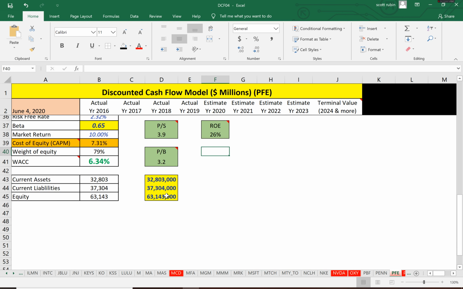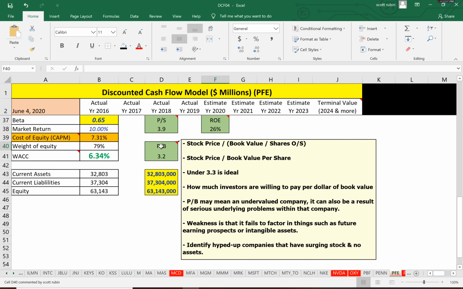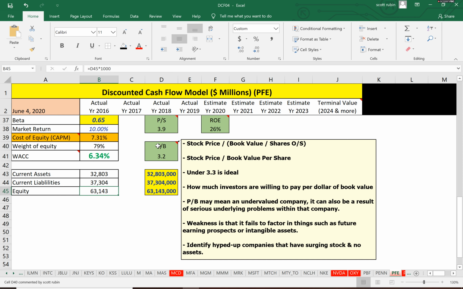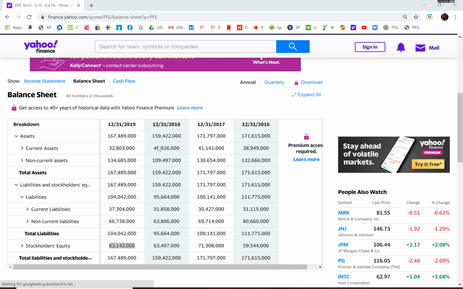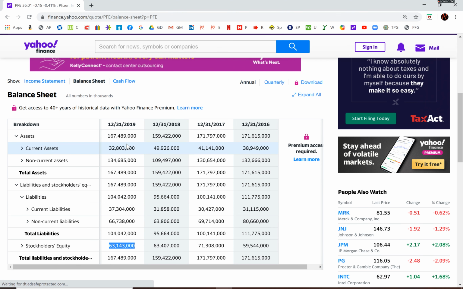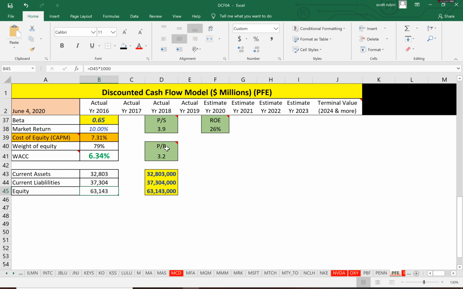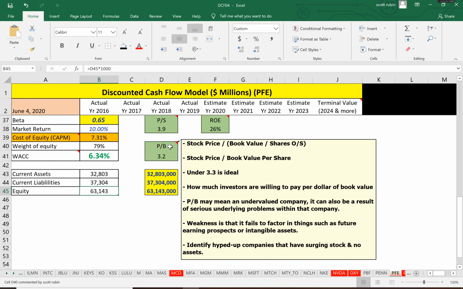Price over book is also another common ratio. It's the stock price over the book value per share. And book value per share is book value over shares outstanding. And to get that, it's just the equity over the shares outstanding. And equity is pulled from the balance sheet, and it's simply total assets minus total liabilities. That's all the equity is. It's the value of the company. And some people call it net assets or equity or shareholders' equity. It's all the same thing.